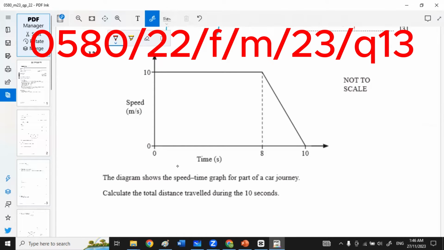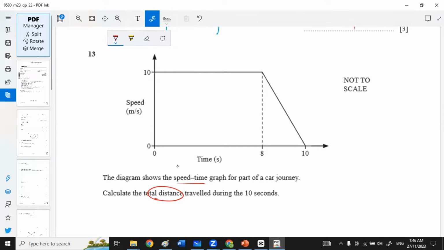Number 13, the diagram shows the speed-time graph for part of a car journey. Calculate the distance travelled. From the speed-time graph, the distance is basically the area under the graph.